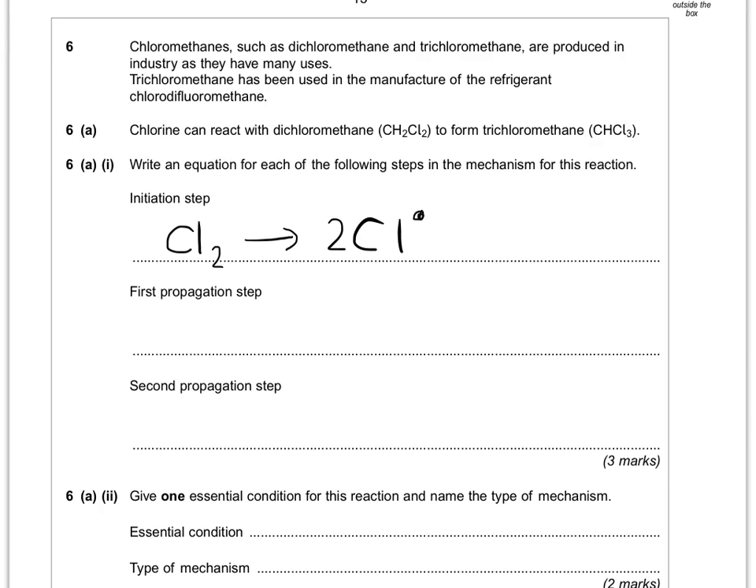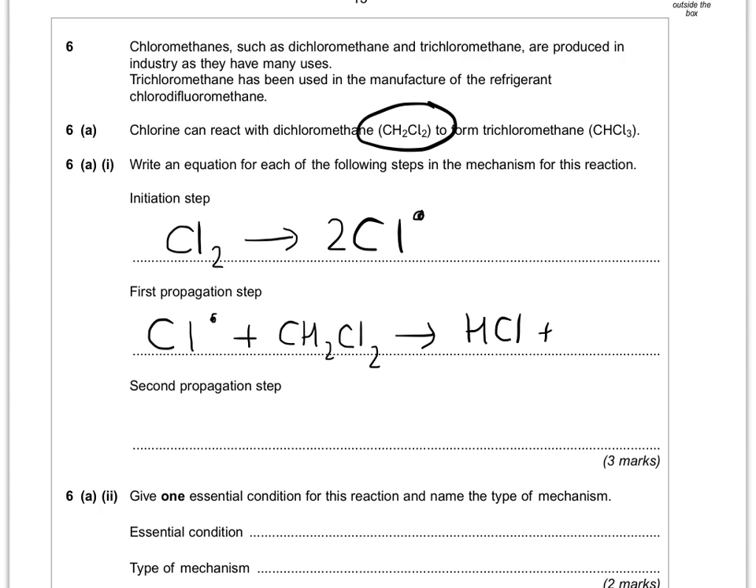And the first propagation step is your Cl dot reacting with your other reactant. So it's CH2Cl2. And this grabs a hydrogen to make HCl and then leaves behind CHCl2. Remember, your atoms must balance on both sides of this. It's still an equation, so your chlorines you must have 3 of. 1, 2, 3, 1, 2, 3. And your hydrogens, there must be 2 on both sides. 1, 2, 1, 2. And your carbons just 1. So make sure they always balance.